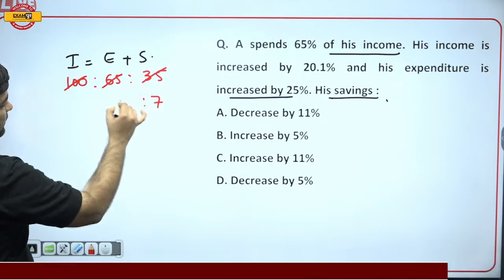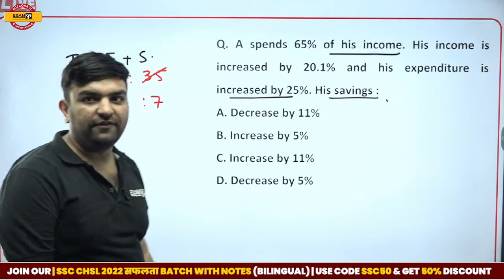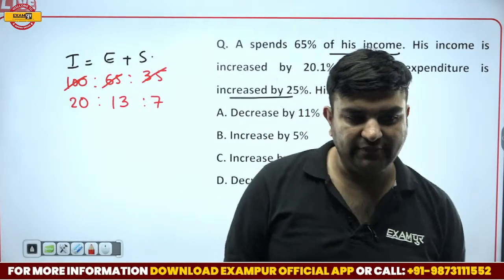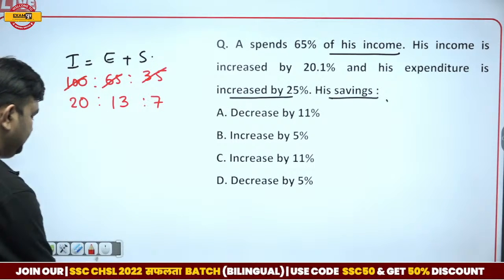5 7 ja, 5 13 ja, 5 20 ja. Income, expenditure, saving is in the ratio 20:13:7.